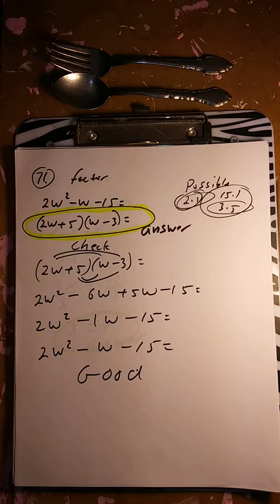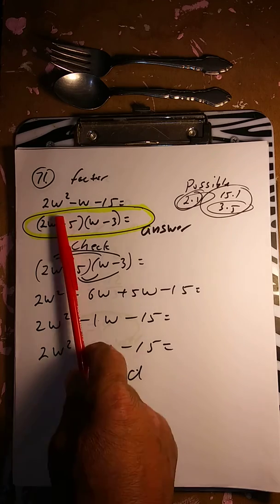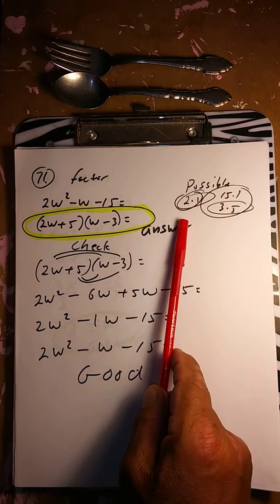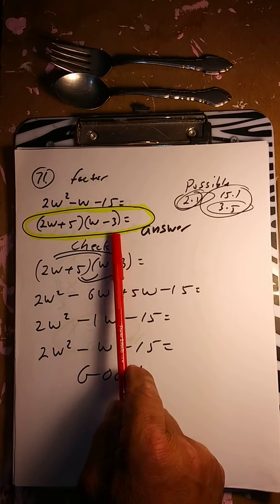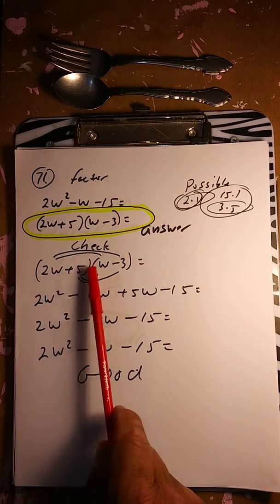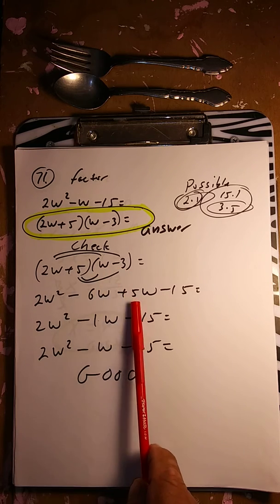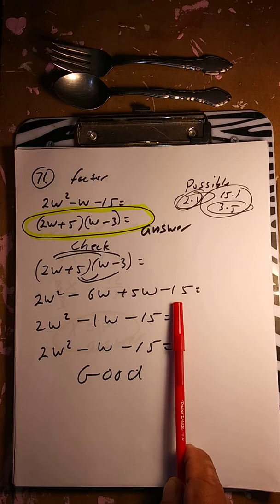Factor this. Just factor, that's all. First number is 2 times 1, and 15, 1, 3, 5. So now we have, this is the answer, I think. Let's check it. 2w times w is 2w squared. That times that is minus 3, 6w. That times that is 5w. And that times that is minus 15.